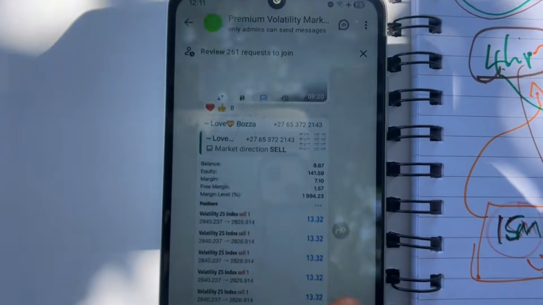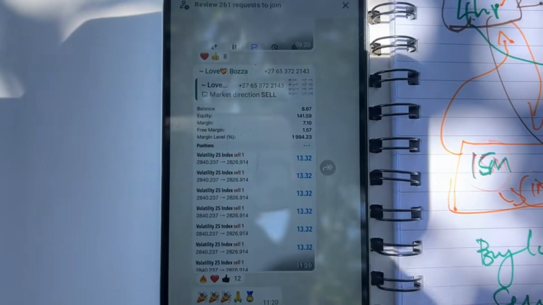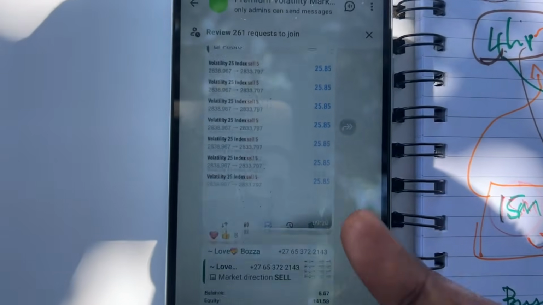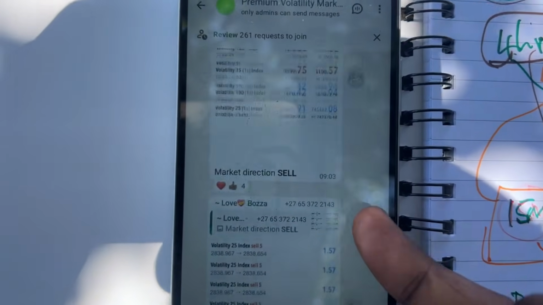So in this account today, I've managed to share how we actually got the trade on the daily analysis, and that is a paid group. This one is a free one.